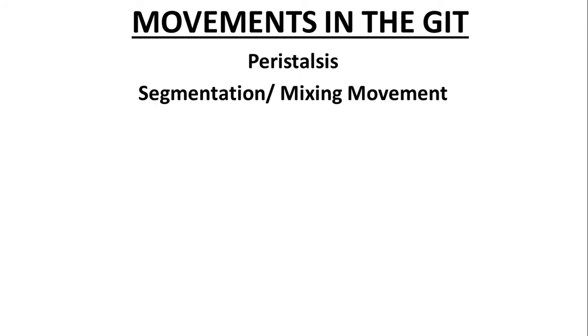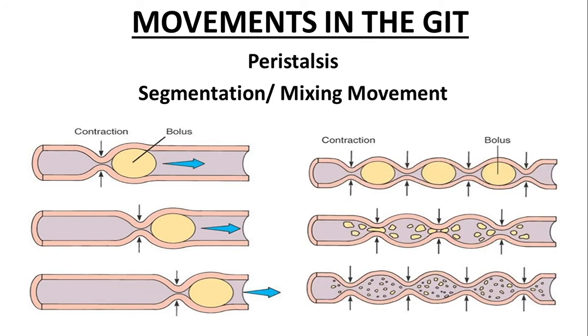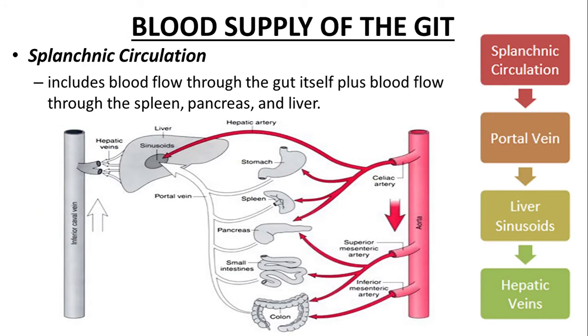For the movements in the GIT, you have peristalsis and segmentation. What is the difference? Peristalsis is mainly just pushing or moving the bolus throughout your GIT. While segmentation not only moves the bolus but also mixes and breaks it down into smaller portions. Okay? Next, we have blood supply of the GIT.